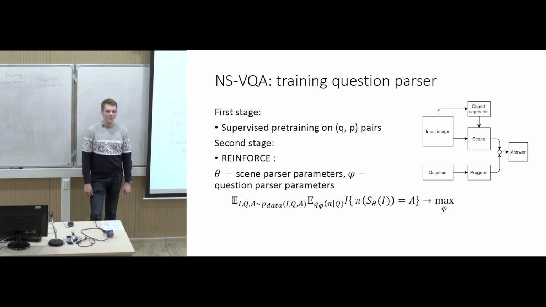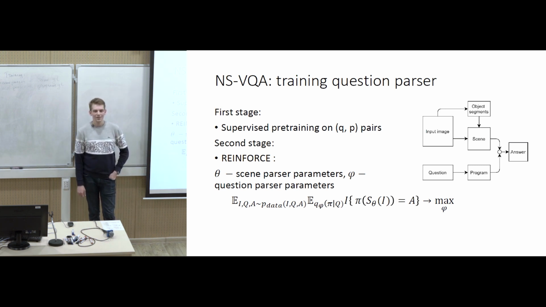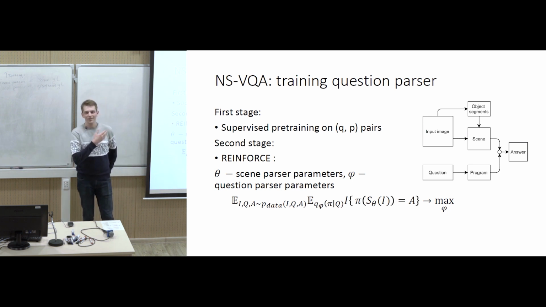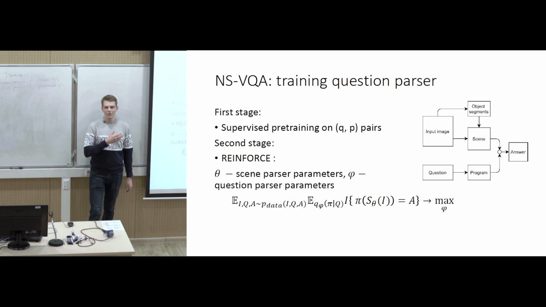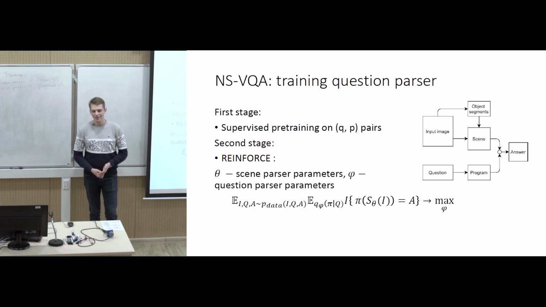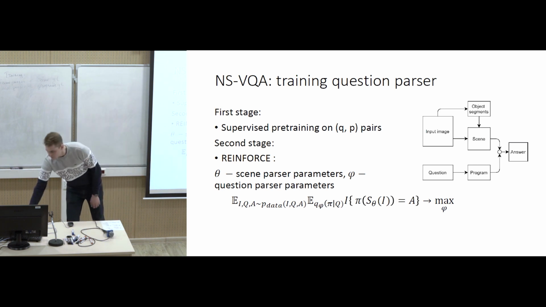The last question about the R-CNN. Why do they use this quite old network instead of, let's say, U-Net or something like that? Mask R-CNN, that's 2018. And the paper Neural-Symbolic VQA is from 2018 as well.